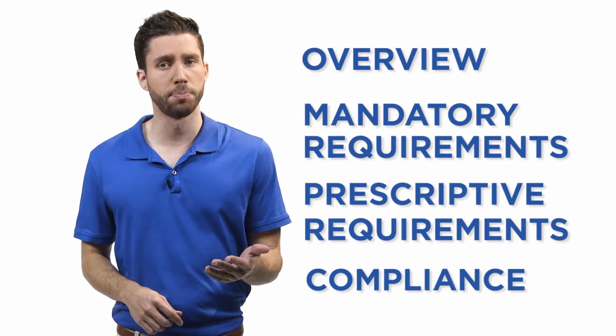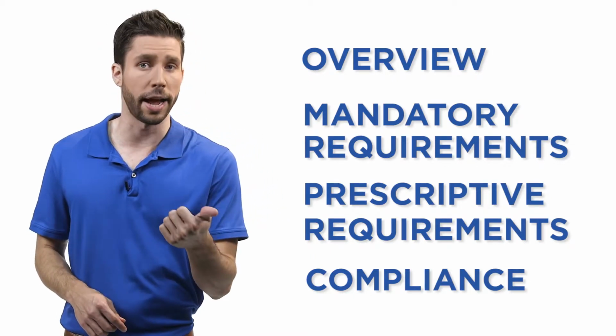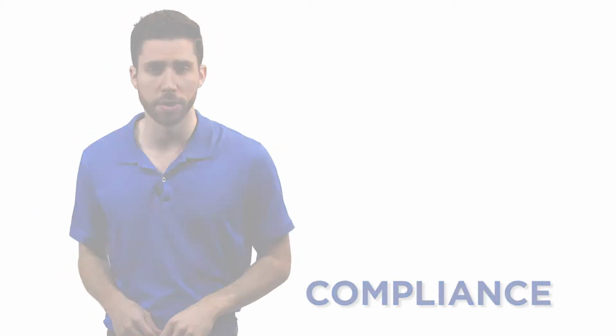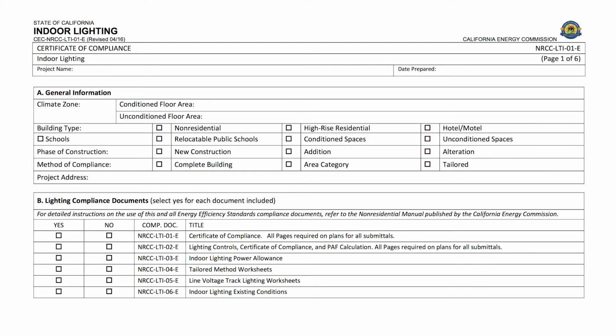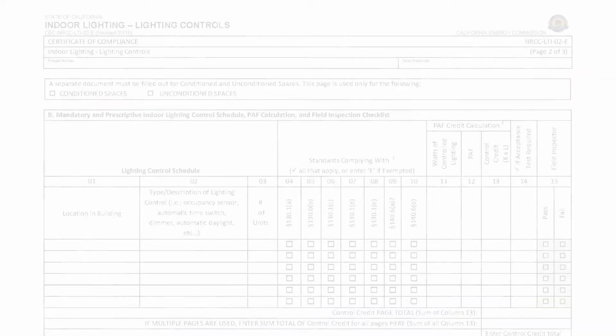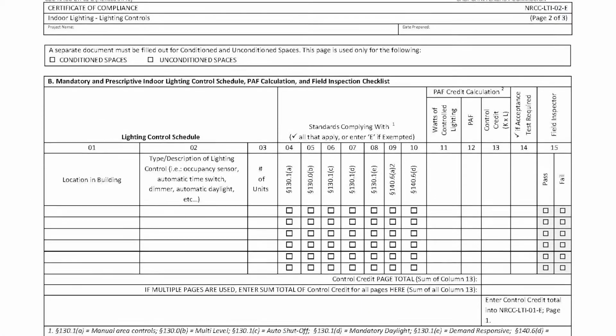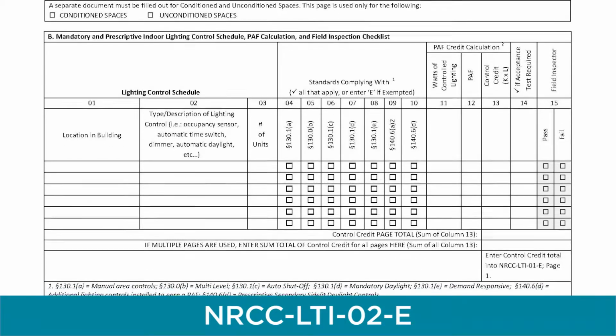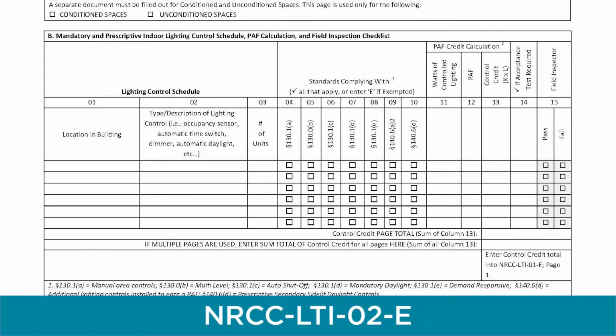Demand-responsive controls must be documented on certificates of compliance, installation, and acceptance when used to comply with the Energy Standards. Form NRC-LTI-01-E is required for all buildings. This is the Certificate of Compliance for indoor lighting. NRC-LTI-02-E is used to document lighting controls installed to comply with the standards. Demand-responsive controls must be noted in Table A and listed separately in Table B for both mandatory devices and controls qualifying for a PAF.